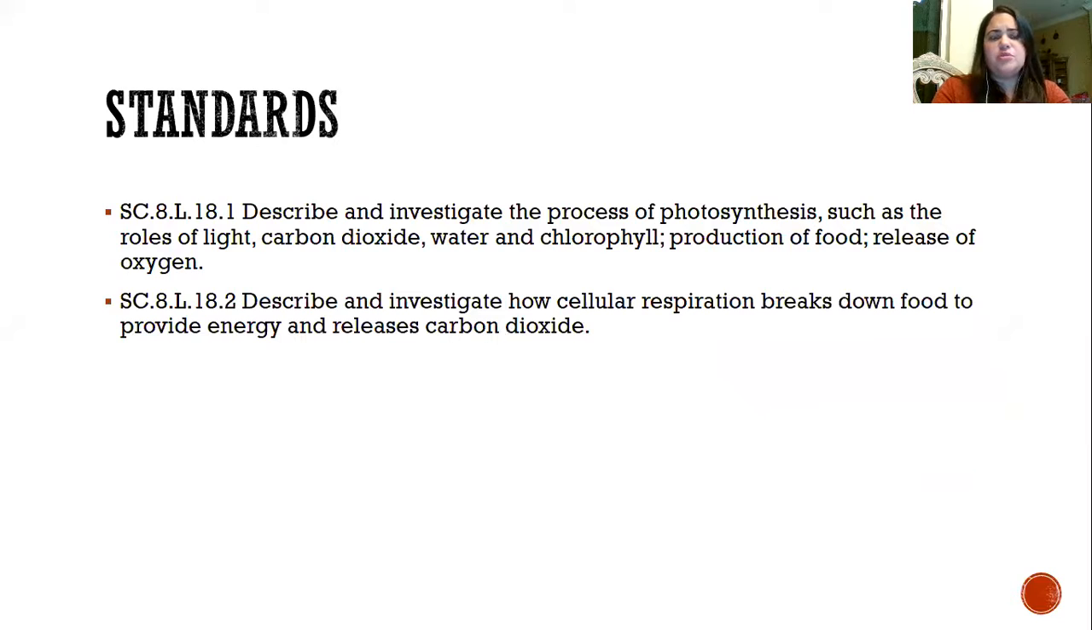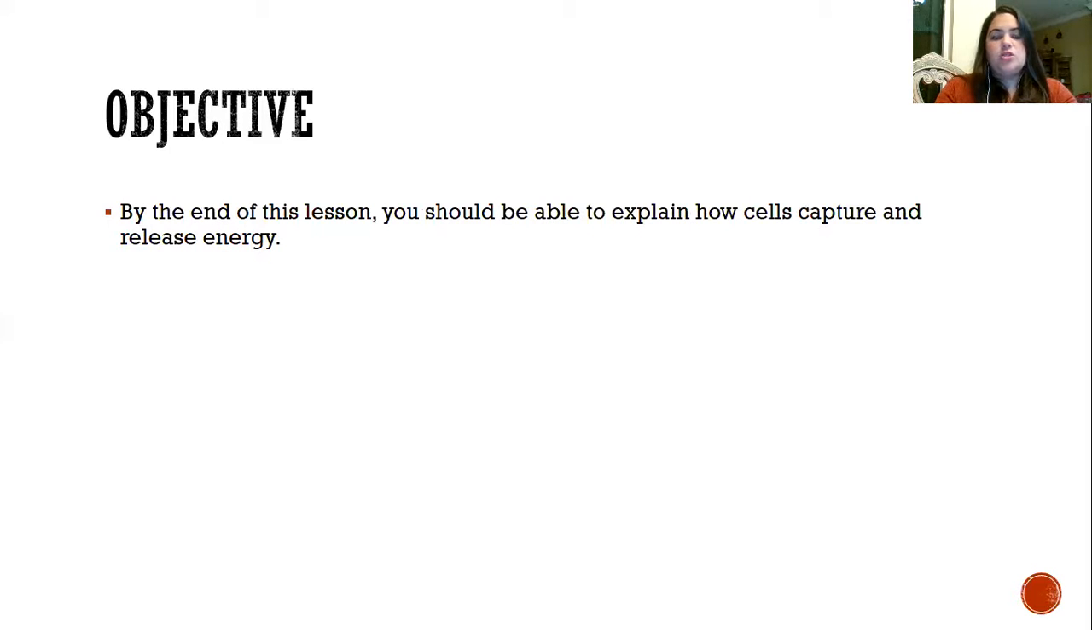The standards we're going to be going over this week are: describe and investigate the process of photosynthesis, such as the roles of light, carbon dioxide, water, chlorophyll, production of food, and release of oxygen. And then describe and investigate how cellular respiration breaks down food to provide energy and releases the carbon dioxide. The objective is that by the end of this lesson, you should be able to explain how cells capture and then release the energy.